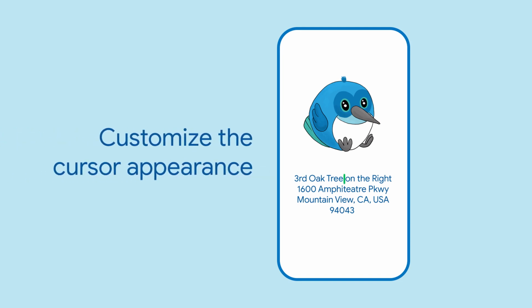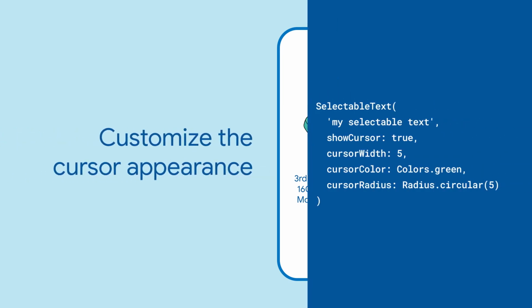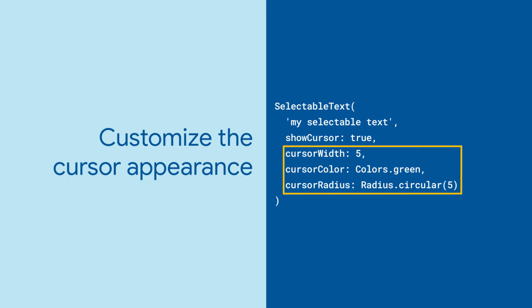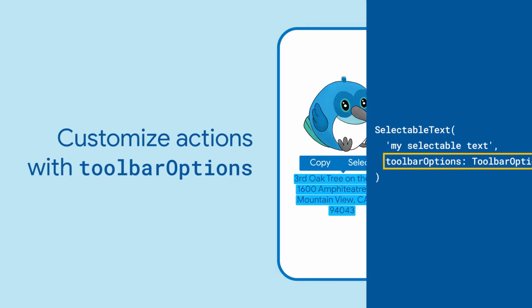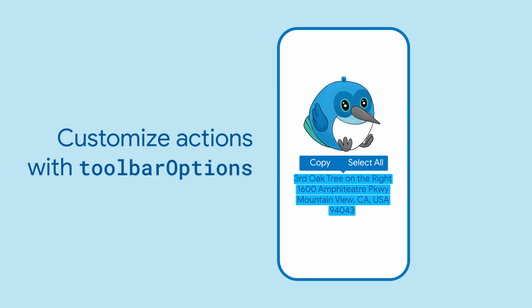Customize the appearance of that cursor with the cursor width, cursor radius, and cursor color parameters. To specify what actions are available after selecting text, use toolbar options. By default, you can select all the text and copy it.